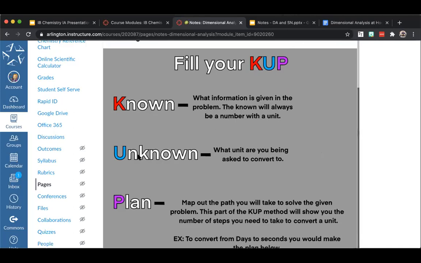The U is the unknown. That is the unit that you're being asked to convert to. So the unknown will not have a number. It'll be a question mark because it's unknown. That's what we're solving for. That's what we are trying to figure out.